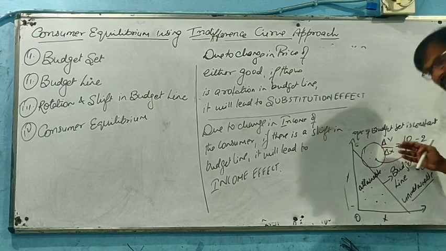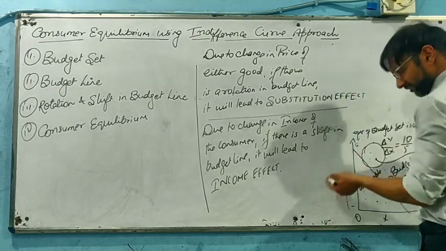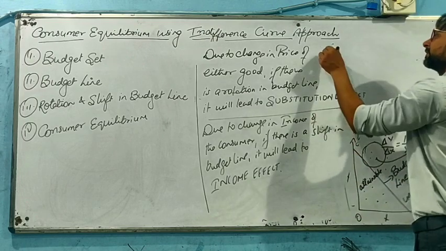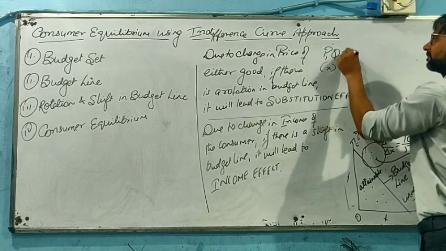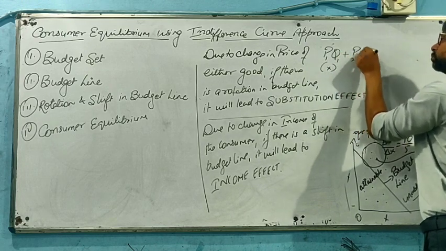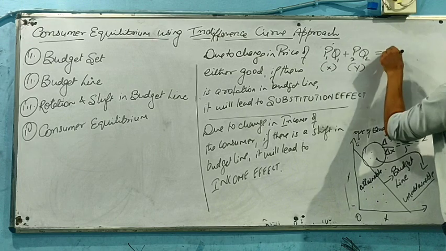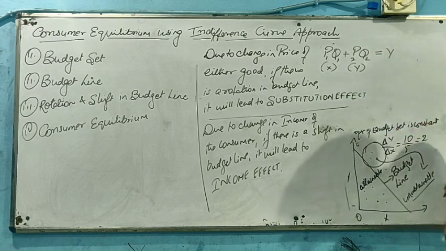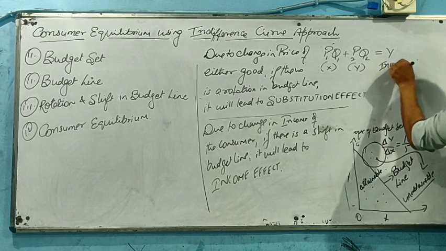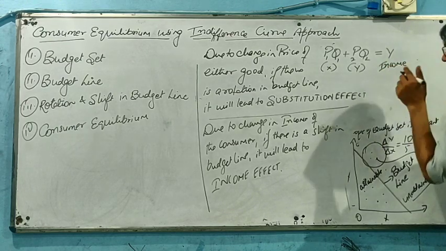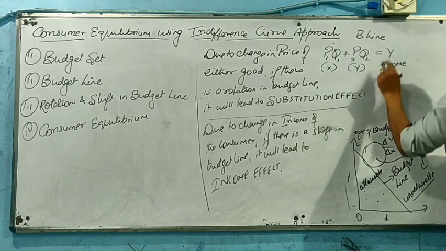The slope of the price line is constant, and we can also express the price line as P1 Q1 of x plus P2 Q2 of y will be equal to income. Y stands for income, the symbol of income. It means it will be equal to income in case of the budget line.